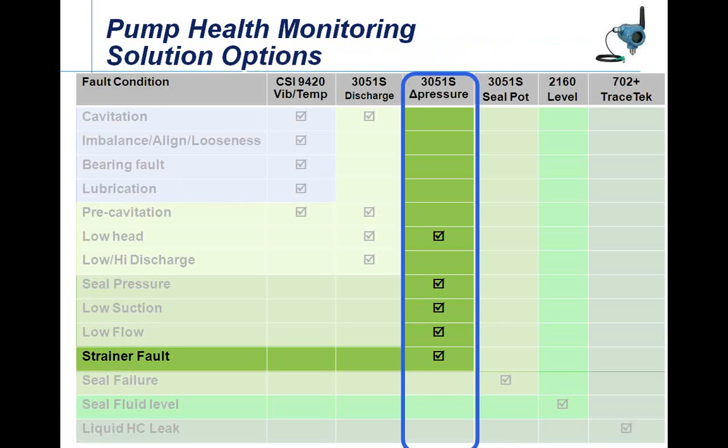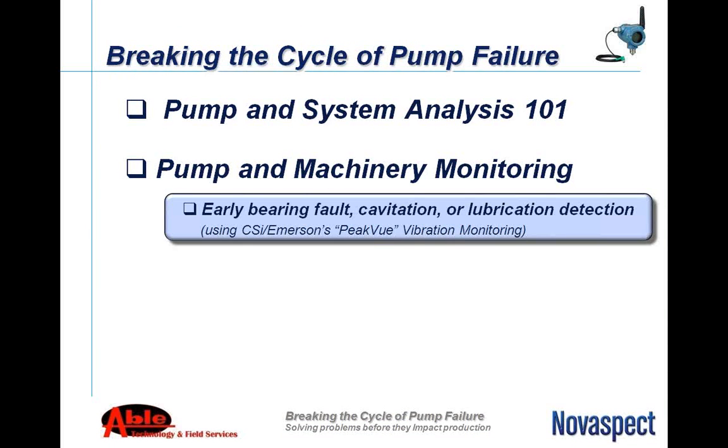Or if you have a scenario where you get continued or chronic plugging of your strainer, you would look at applying a differential pressure measurement across your strainer and bring that into your operating system as an early warning of a problem. So again, you pick what you need, where you need it in this pump health monitoring solution.